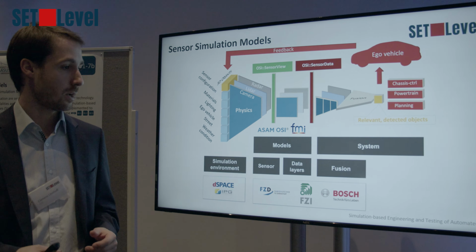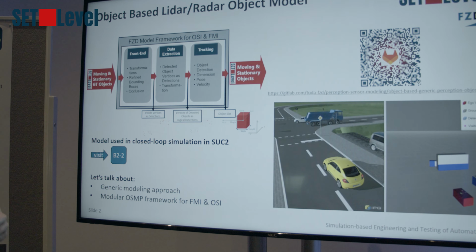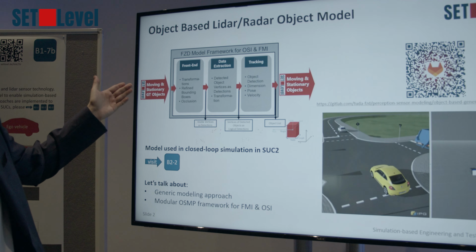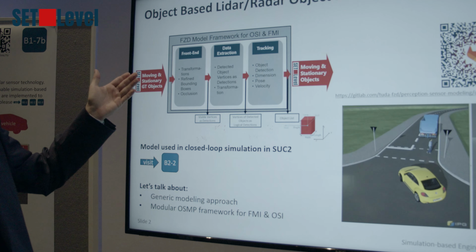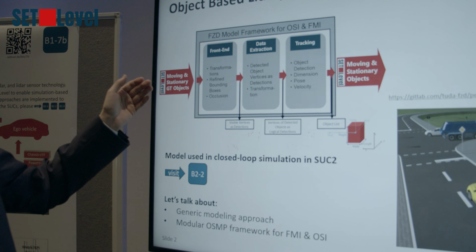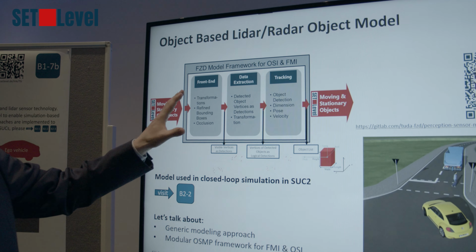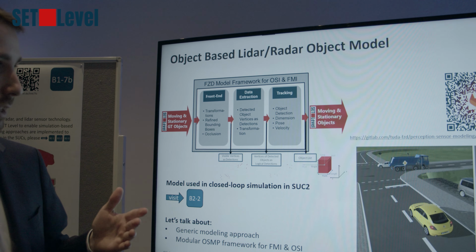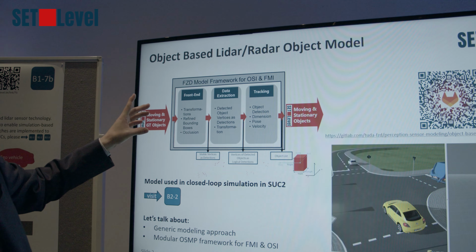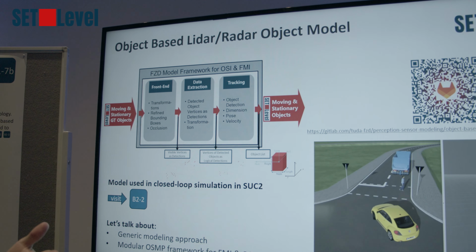We will start with an object-based model. This model is for both LiDAR and radar sensors. It has an object input and an object output, so it's solely relying on the objects. And here we get the ground truth as an input via the OSI. And then we have a unified modeling framework. This image you will see also on the next slides and the next models, because the interface going in and going out is always the same.